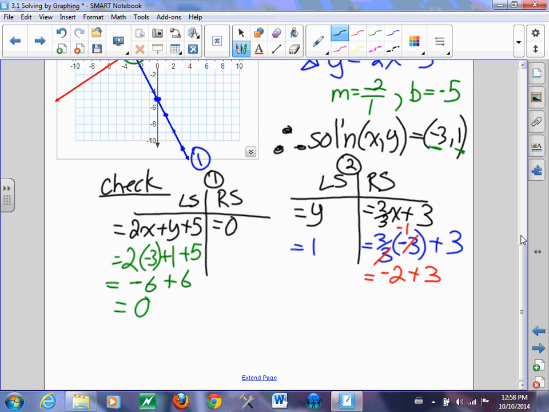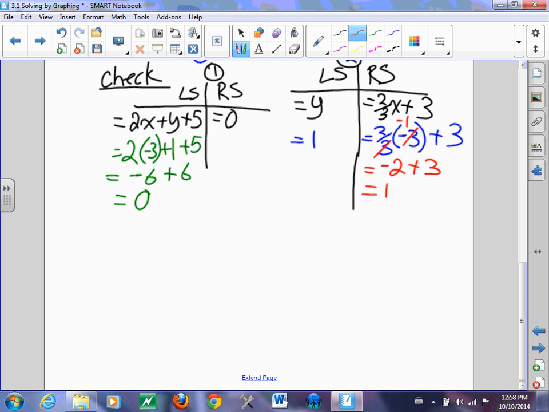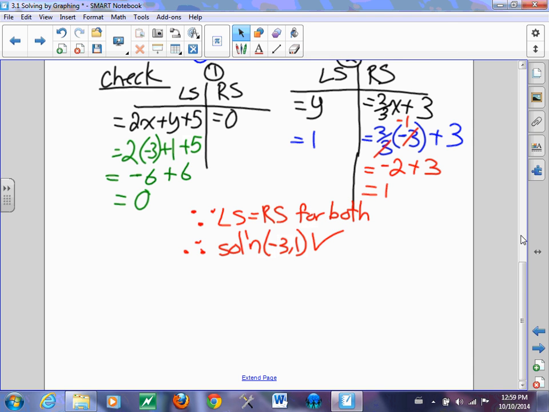Just going to make my chart a little longer. There we go. Okay, and -2 plus 3 equals 1. Notice that left side equals right side for both. So you can say, since left side equals right side for both, therefore, solution, and just put your solution, which is -3, 1, is correct. And just put a check mark. Or you can write down is correct or is accurate. Okay?